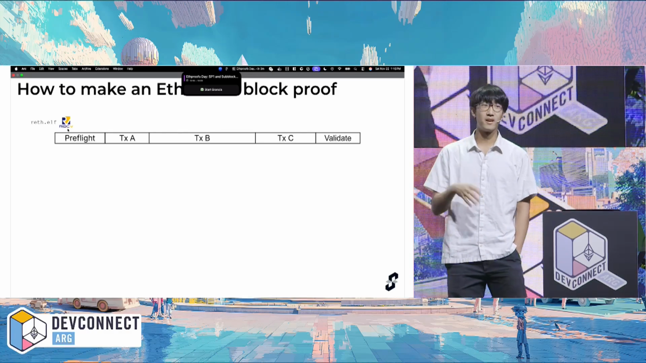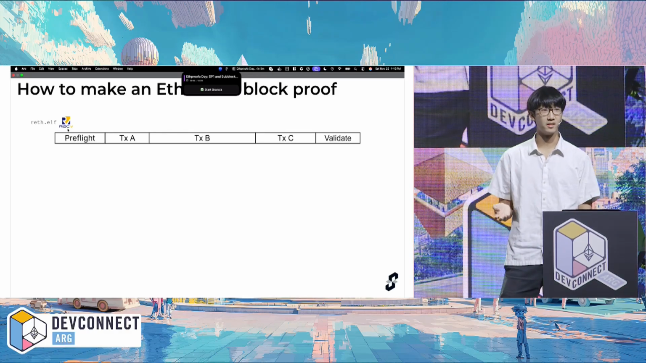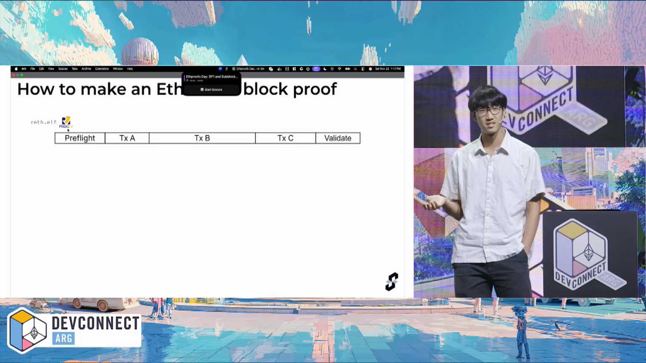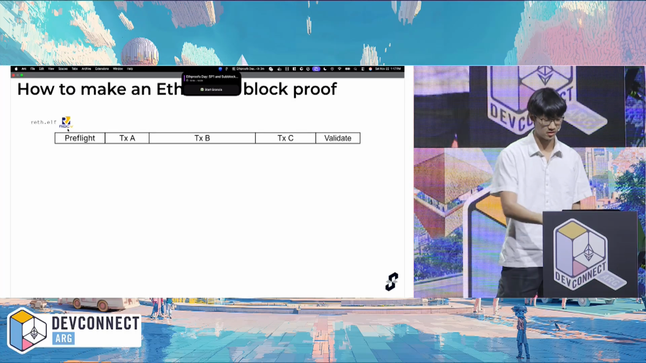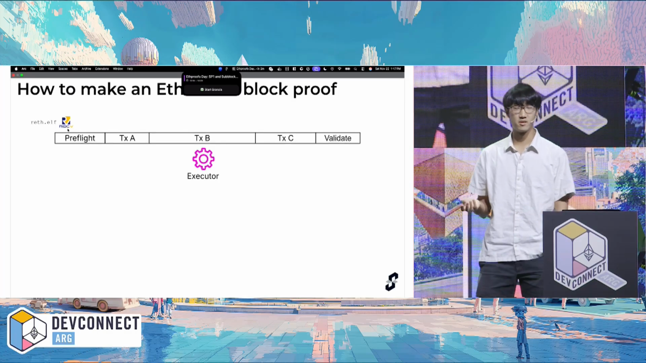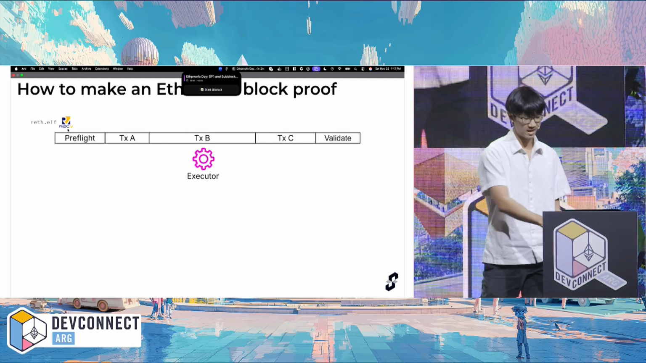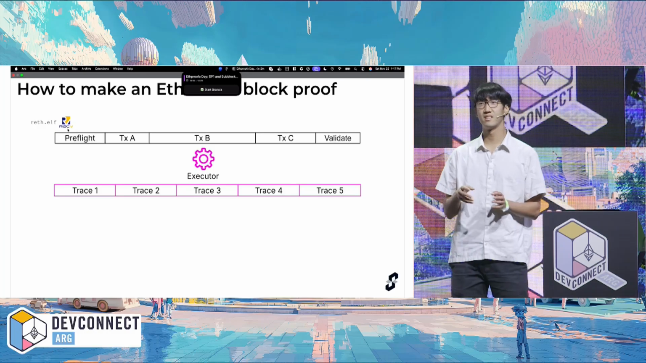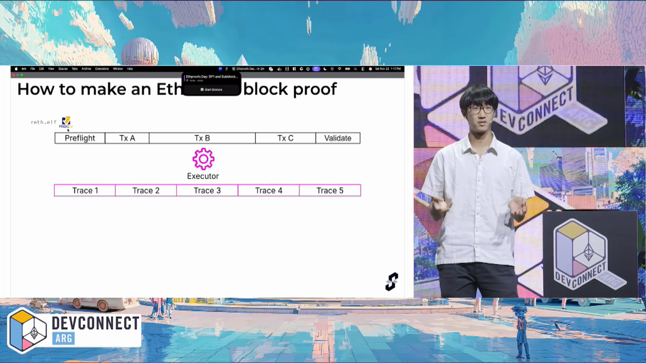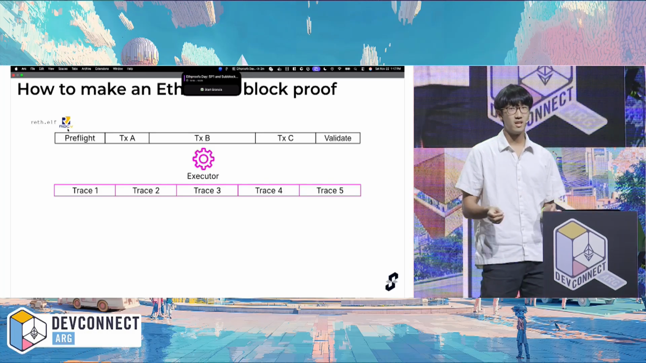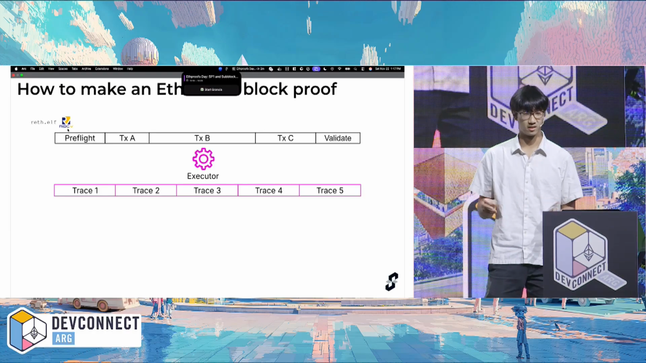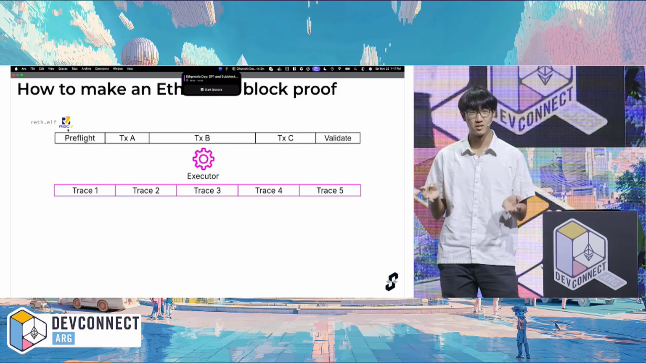Now, RISC-V cycles on their own are not super friendly for zero-knowledge proving. So what we need is a kind of intermediate algebraic representation of what happened during these cycles. The component of our system responsible for generating this intermediate representation is called the executor. And the intermediate algebraic representation I was talking about, we call these traces. And traces can be super, super big. For an entire Ethereum execution, the total amount of traces will be hundreds of gigabytes.